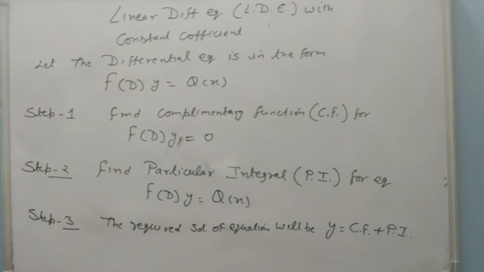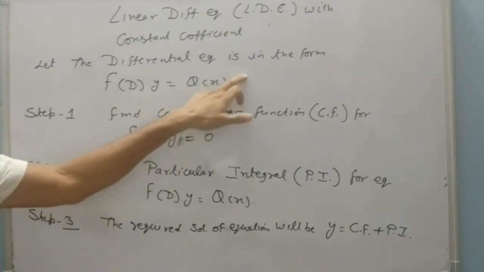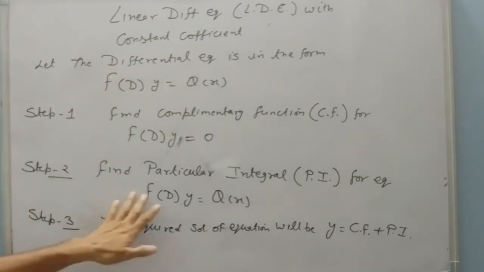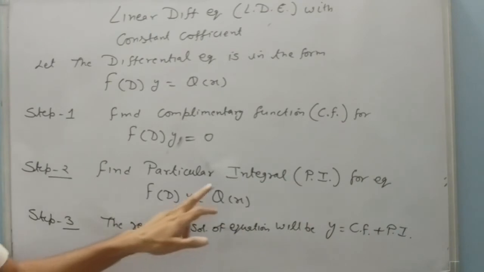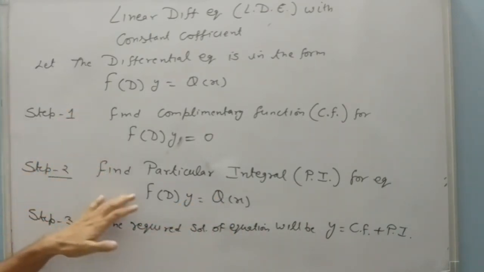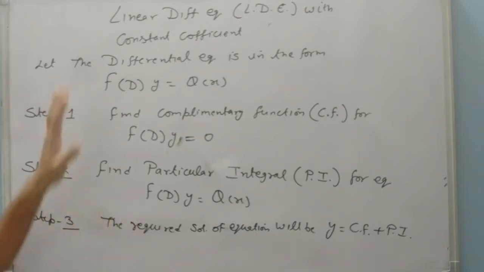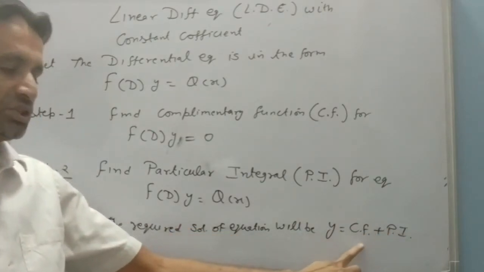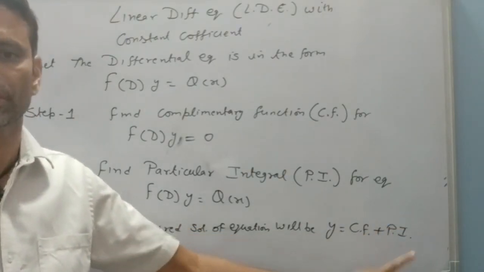Step number 2: for this function Q(x), we have to find another solution that is known as the particular integral for the equation with Q(x). With both solutions, the complementary function and the particular integral, the required solution for the given equation will be CF plus PI, that is, complementary function plus particular integral.